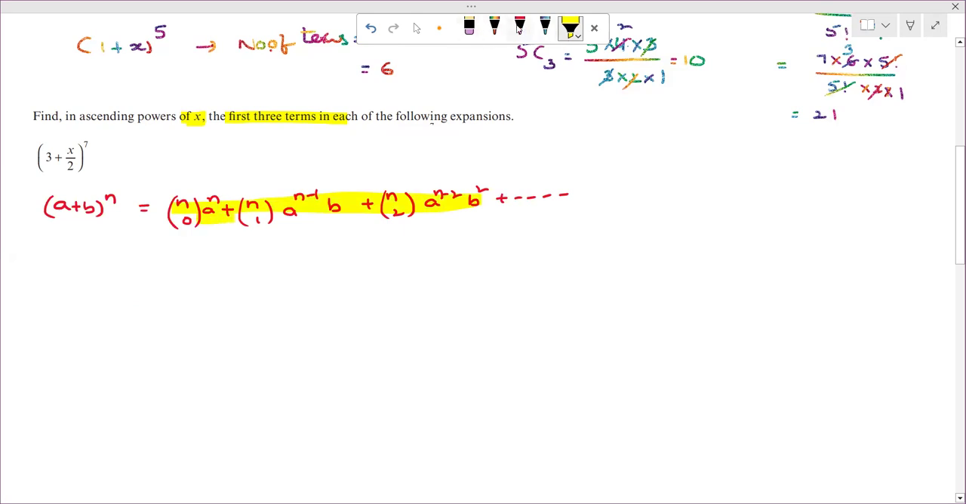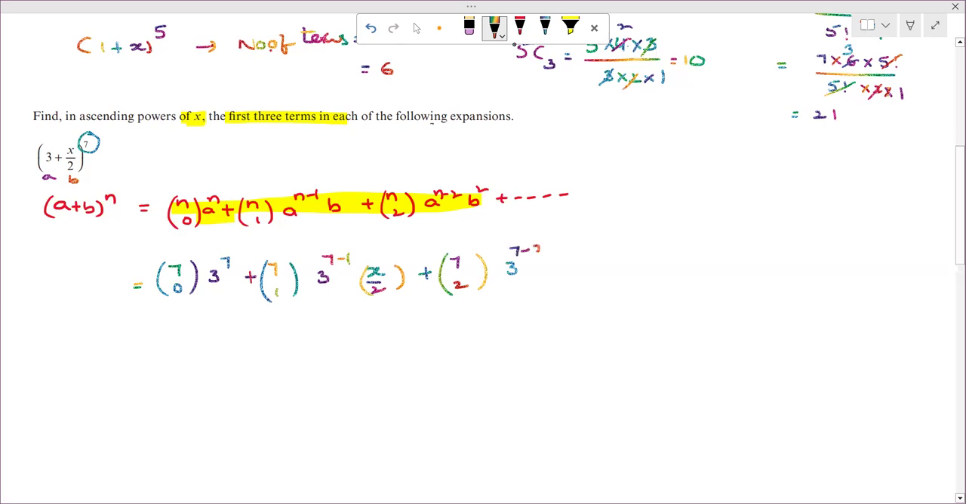Assume this is a, this is b. So n equals 7. 7C0, a is 3, so 3 to the power of 7, plus 7C1, 3 to the power of 7 minus 1, and b is x by 2, plus 7C2, 3 to the power of 7 minus 2, and b is x by 2 whole to the power of 2. So the first three terms are enough. Now you simplify this.